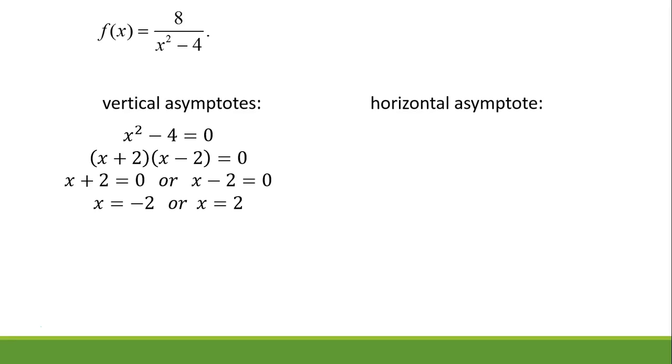For the horizontal asymptote, we're going to think about the limit as x approaches infinity of our fraction. Well, the limit as x approaches infinity is 0, because if we let x become very, very large in this fraction, our fraction will get close to 8 divided by a huge number, which is equal to 0. So our horizontal asymptote is the line y equals 0, which is the x-axis.